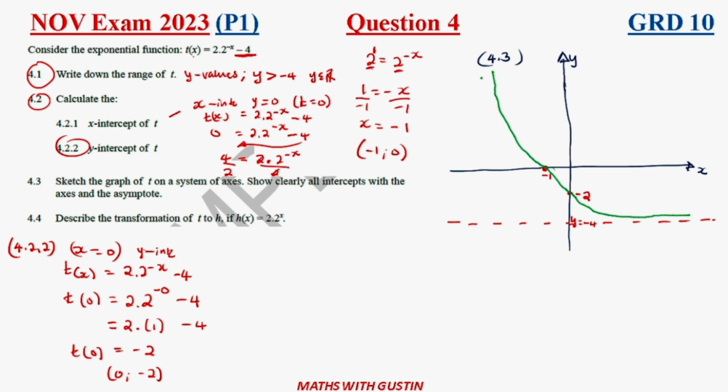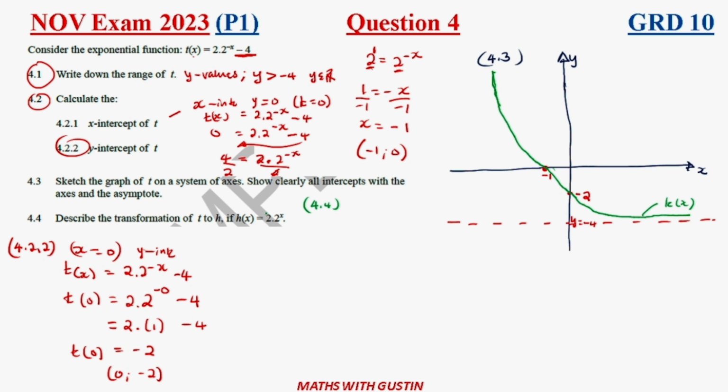Did you hear what I said there, guys? It will approach the line of asymptote, but it will never touch it. Okay, so this is our graph t of x. And that's how we would deal with the plotting of this graph. I hope you guys understand. If you didn't understand, please let me know in the comment section below.